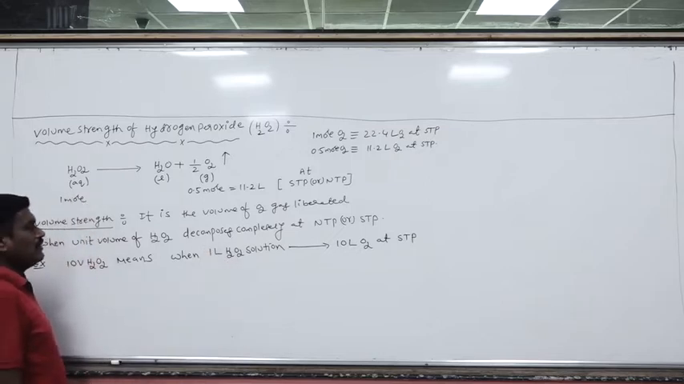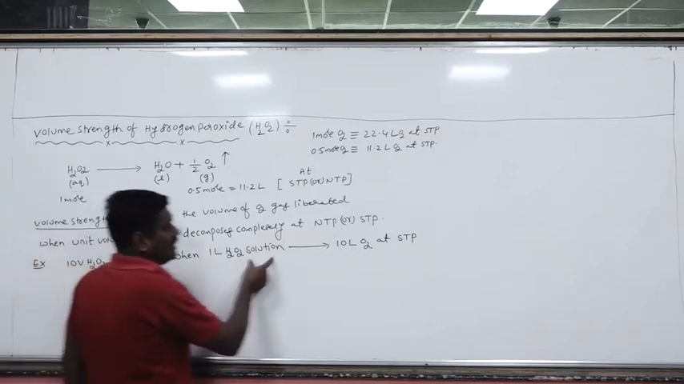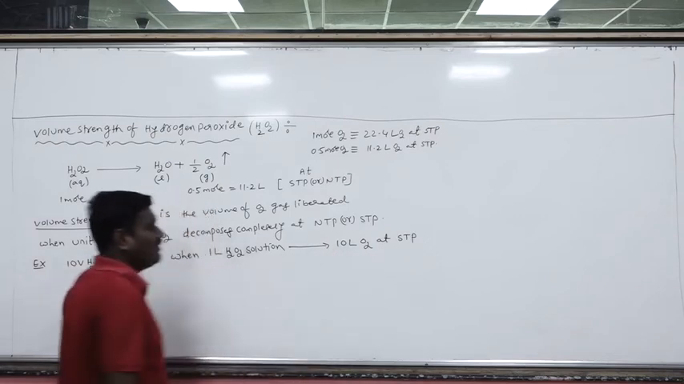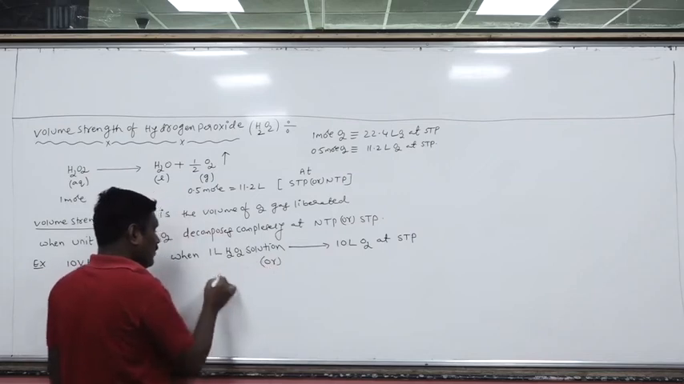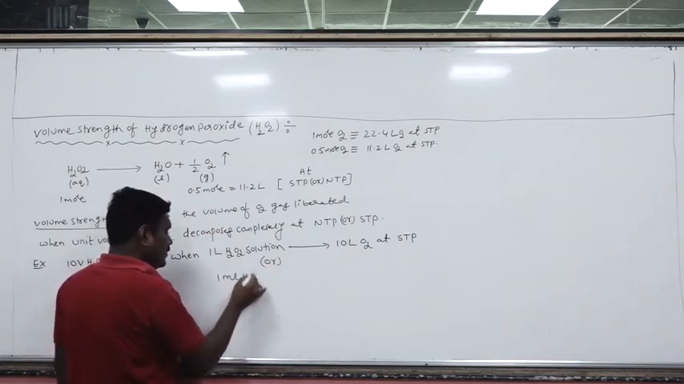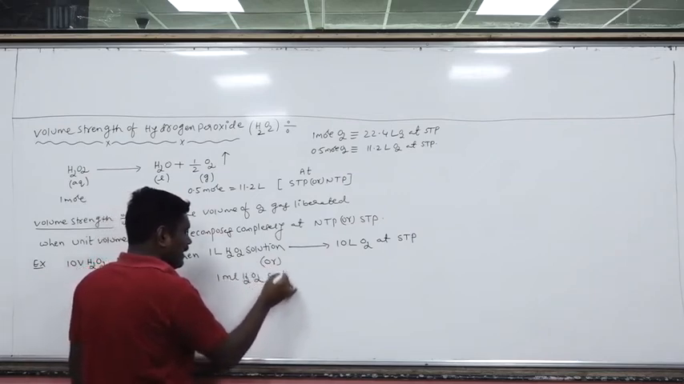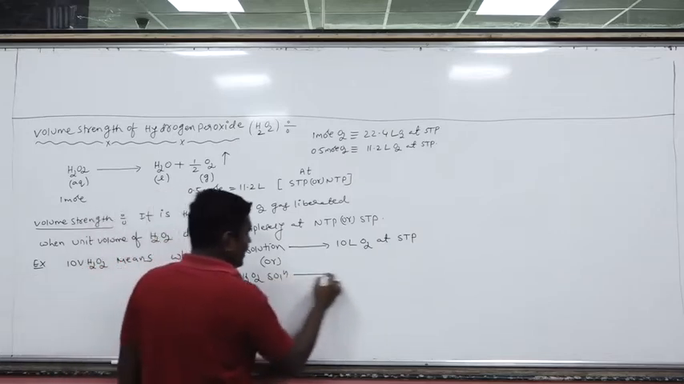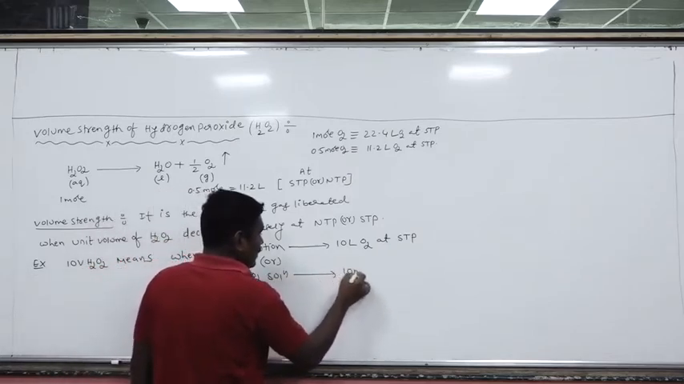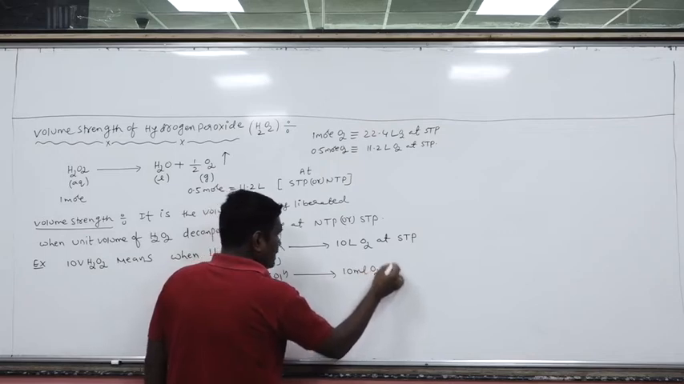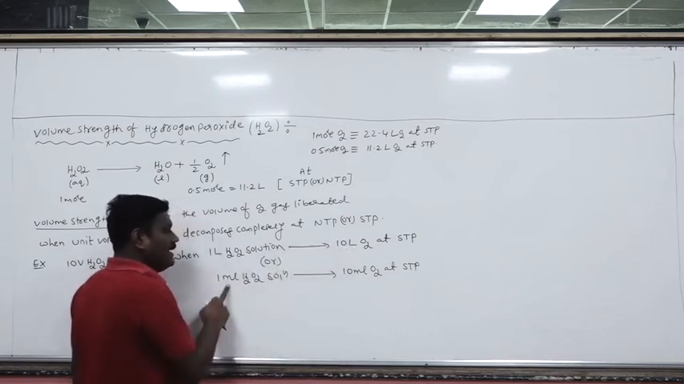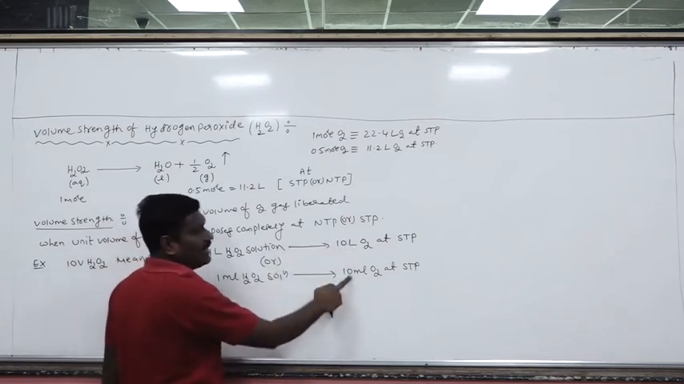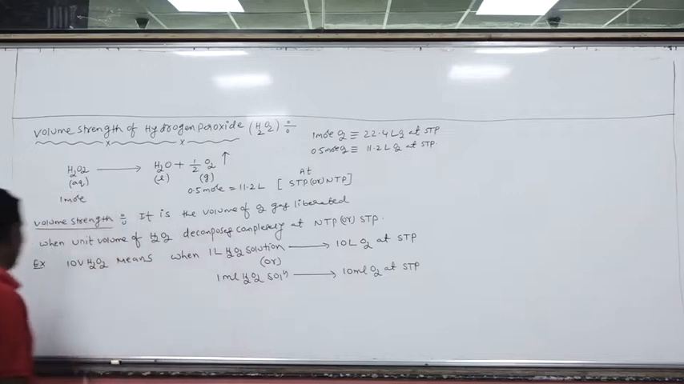So 1 liter of H2O2 solution decomposes to give how many liters of oxygen? Otherwise, we can also say 1 milliliter of H2O2 solution, when it decomposes, will give 10 milliliters of oxygen at STP. Because here 1 liter is taken, that's why I am taking 10 liters. Here 1 milliliter I am taking, that's why here I am taking 10 milliliters of O2.